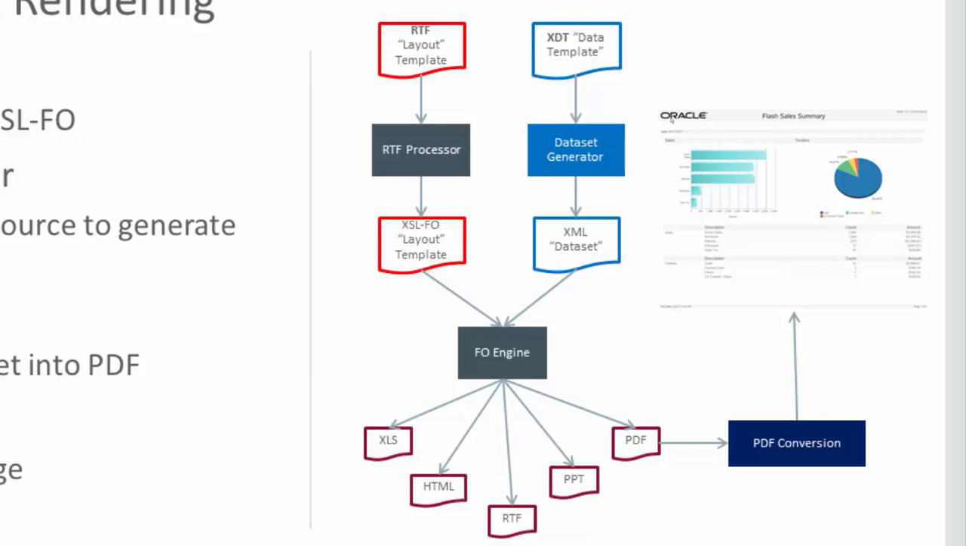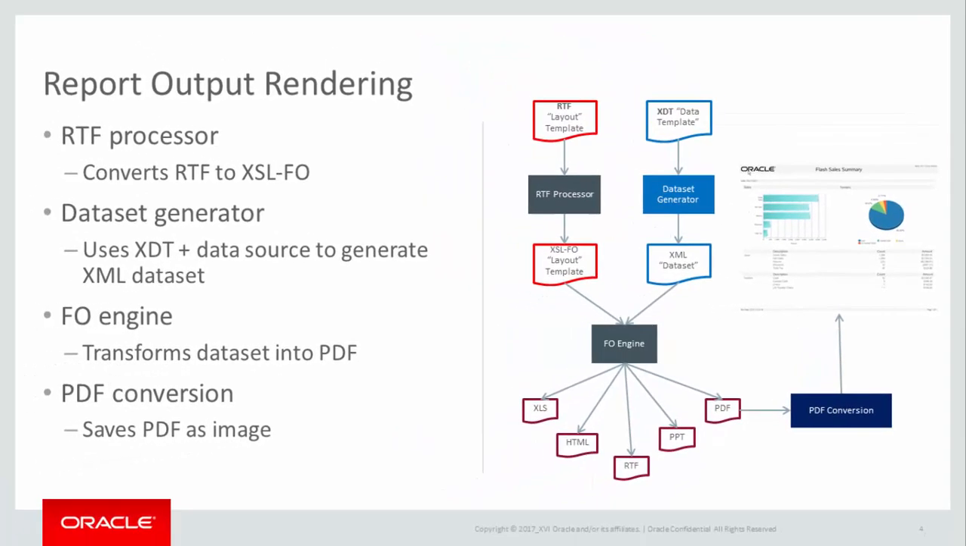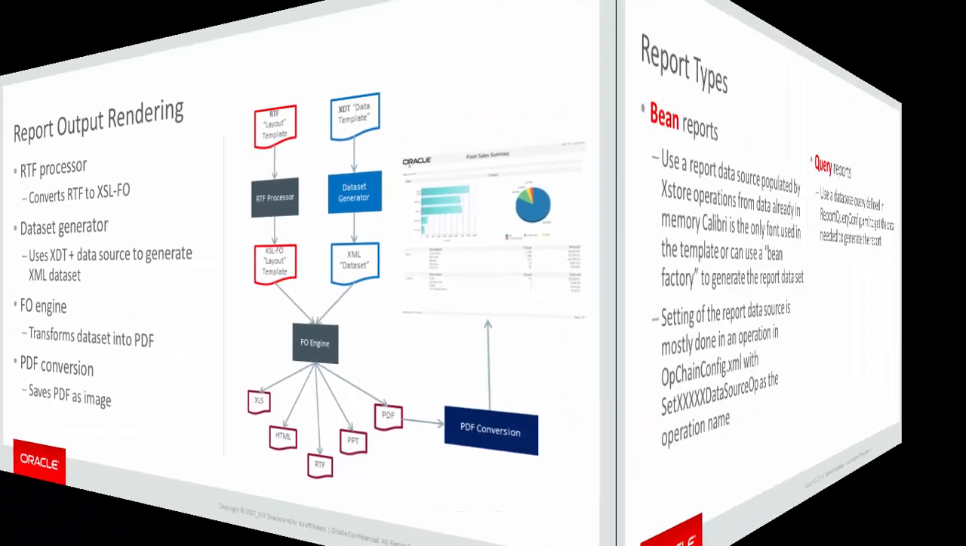The XSL-FO language is not generally considered user-friendly. Fortunately, the RTF processor makes it possible to design reports in Microsoft Word instead of coding reports in complicated XSL-FO syntax. In the next step, the XSL-FO layout and XML dataset are fed into BI Publisher's FO engine. The FO engine's role is to transform and format the report data into one of many supported output types. In XStore, reports are rendered in PDF format before being converted into an image for viewing, printing, or saving.